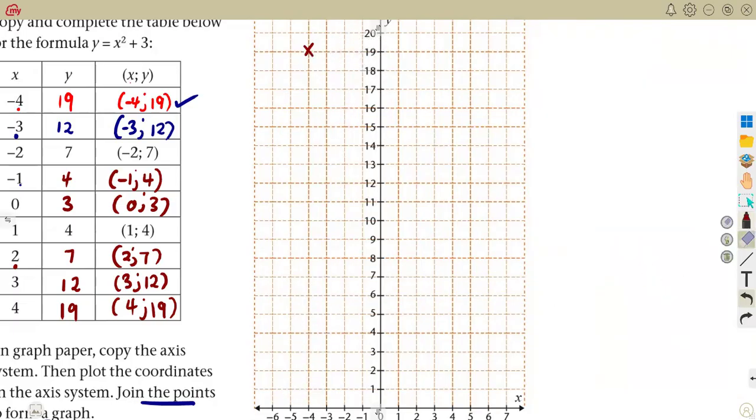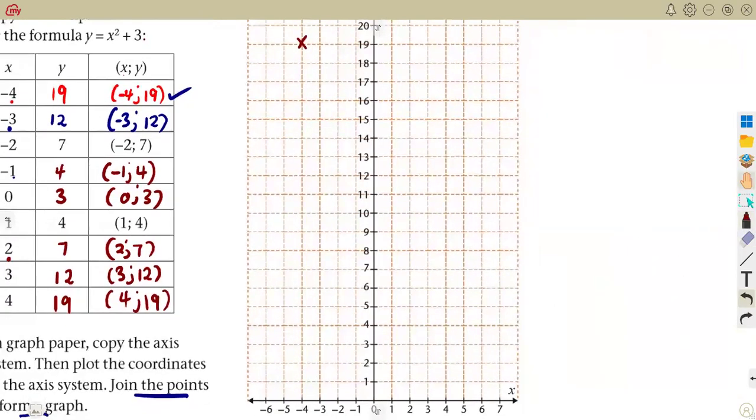Minus 4 versus 19. Minus 3 versus 12. X is minus 3 and y is 12. They meet here. Where they meet, that's a point. Minus 3 going up and 12 being positive. Minus 2, 7. Minus 2 versus a 7. Minus 2 going up, a 7. This side they meet here. Where they meet, you mark a point.